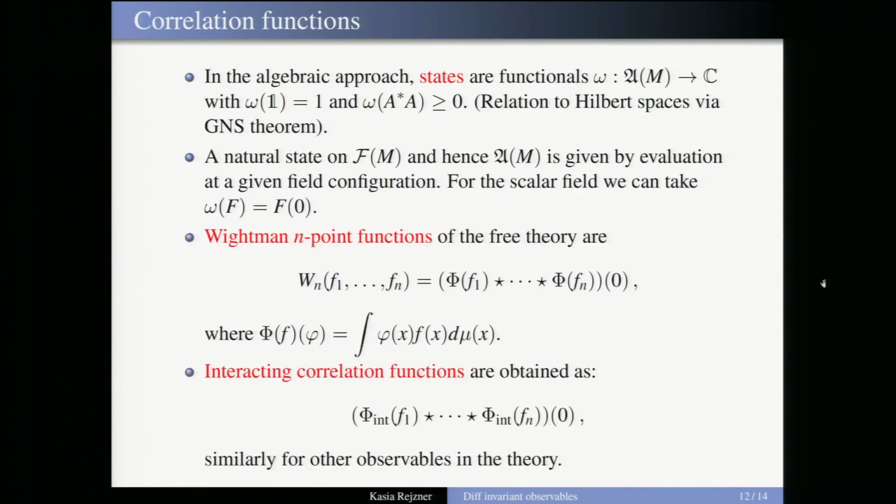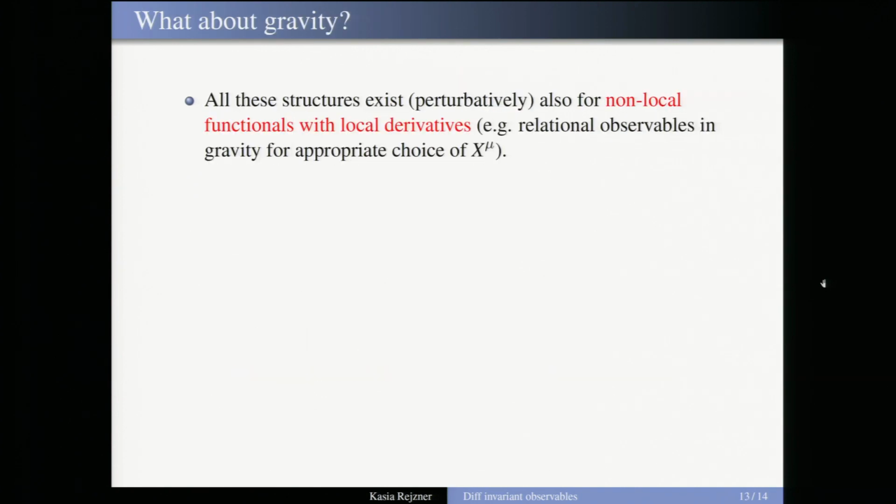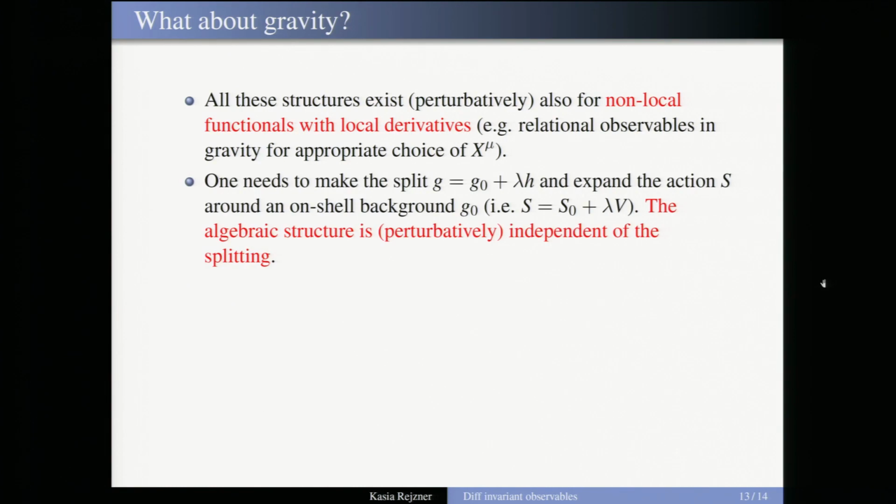Okay, so but I'm almost done. So what about gravity? So just the final punchline. Okay, so some self-advertising. I can do all of that for non-local functionals with local derivatives. I don't have to assume locality. This notion is enough. So I can do it for my relational observables. Okay, I have to do that split of the metric and then somehow extract the quadratic part of the interaction relative to that metric. So that's disappointing. However, in the perturbative sense, so in the neighborhood, this is independent of that choice.